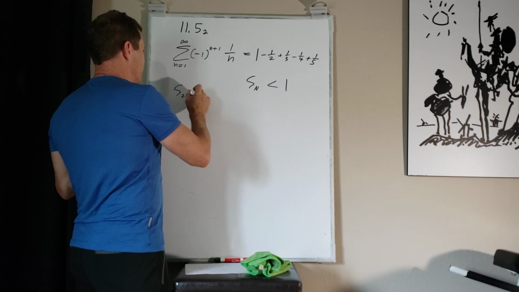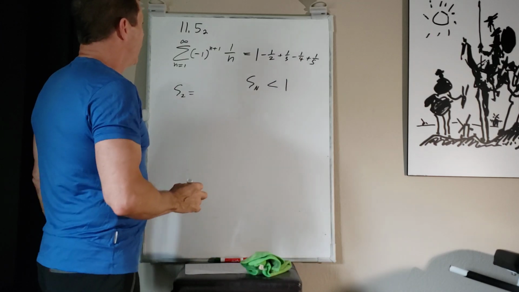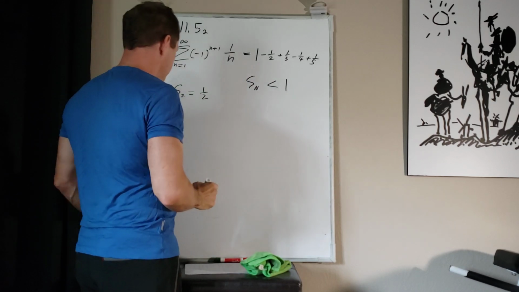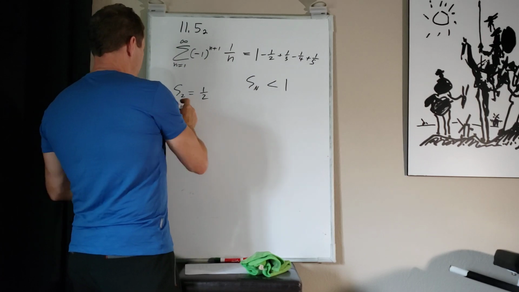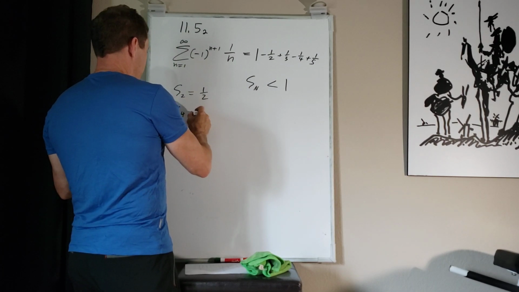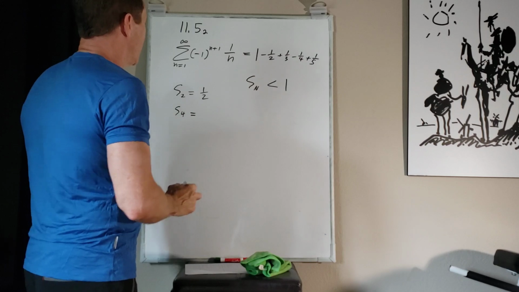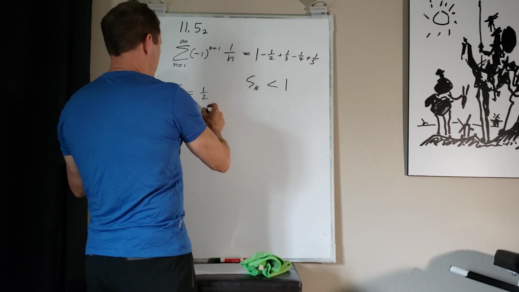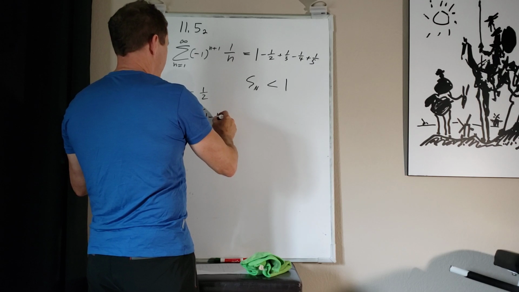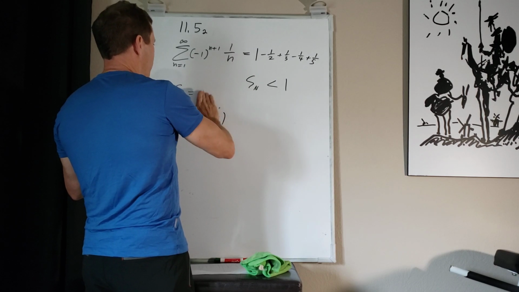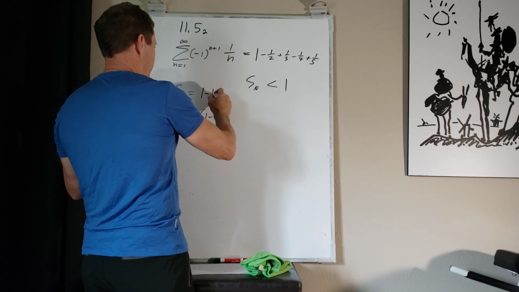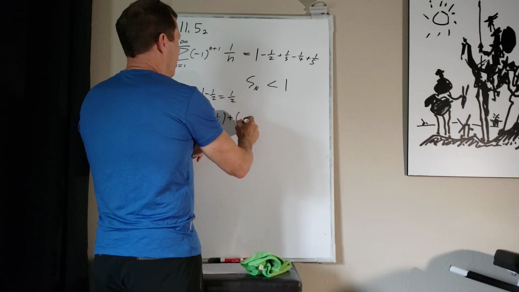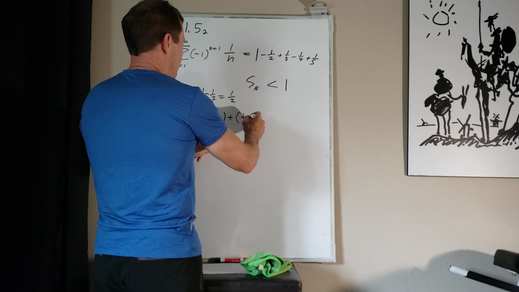What is S2? S2 is going to equal S1 plus this, that's a half. Okay, now how about S4? What's S4 going to be? That's going to be, I'm going to take this one and this one and this one and this one. So S2, let's make sure you know what S2 is: 1 minus a half, which equals a half. S4 is going to be 1 minus a half plus 1/3 minus a fourth.